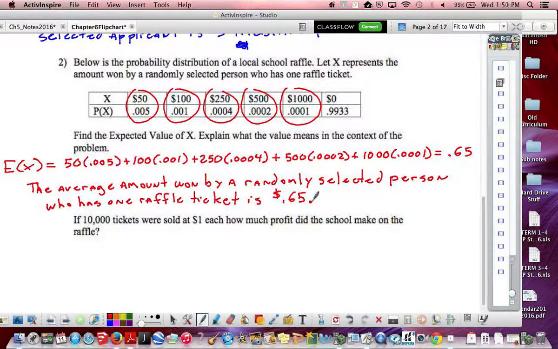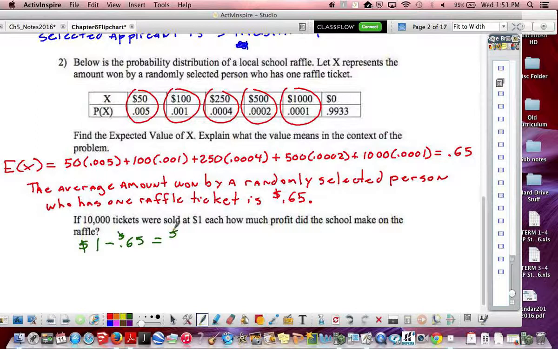But that's your average. Now, this is where expected value can become very useful. The next question says, if 10,000 tickets were sold for $1 each, how much profit did the school make on this raffle? So how much are they charging? $1. How much do they actually have to pay out? 65 cents.